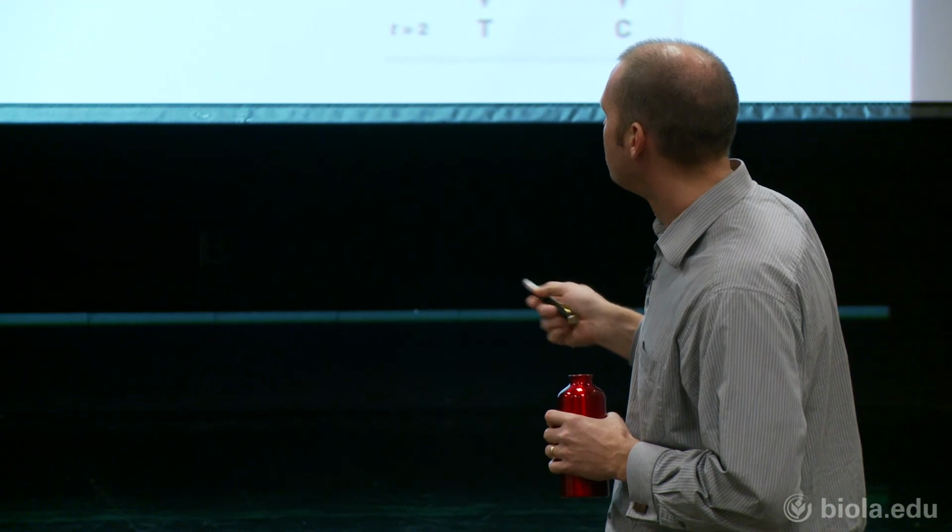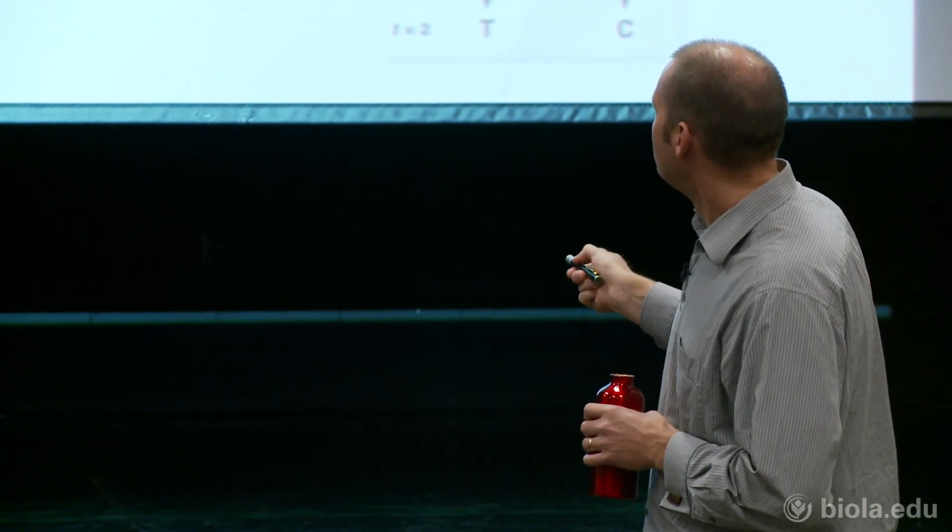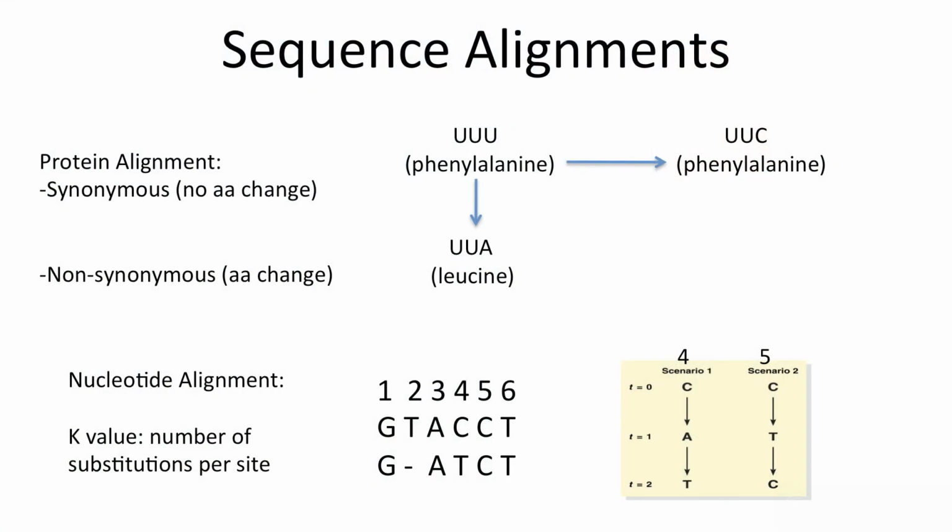Nucleotide sequence alignment. Here's a little sequence, GTACCT. And I have a similar sequence, GATCT. Now, to get these to line up, this is probably the best way to do it, because these are not identical sequences. The best way would be, well, let's introduce a gap there so that I can get my G's aligned. So I introduce a gap. That allows me to get my A's aligned.